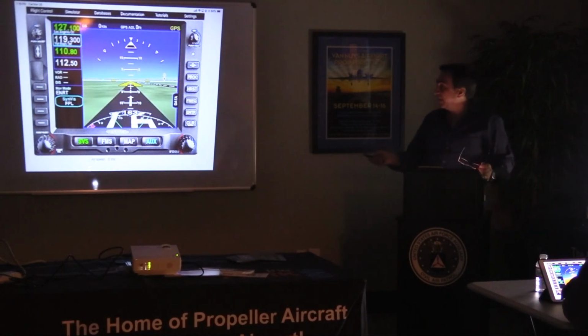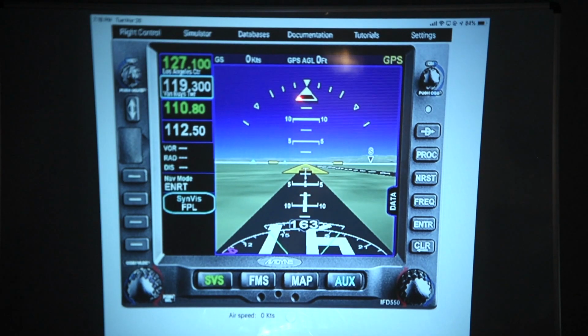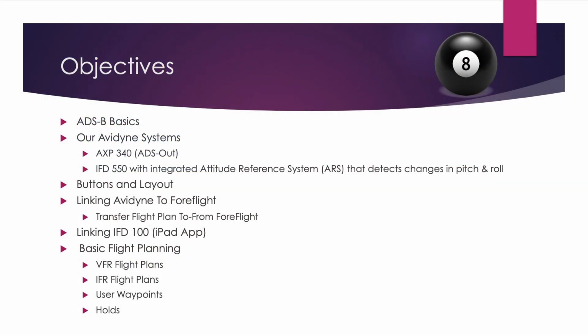And the nice thing about it is it has an attitude reference system. So this thing actually can detect pitch and roll. There is a little slip indicator right here, and then you can get the pitch and roll on this IFD. And then we go to the flight planning, and I'll show you how to make user waypoints. And actually, you can draw holds on this thing. I'm going to show you how to do that for IFR pilots.